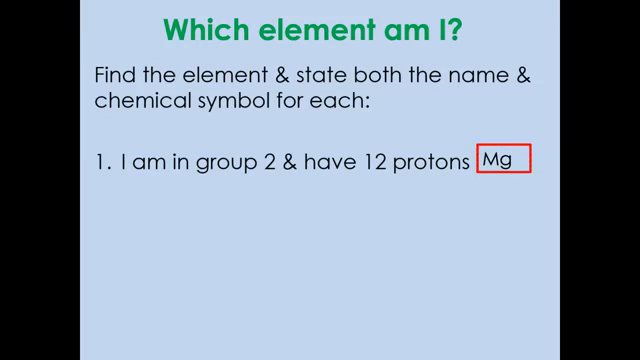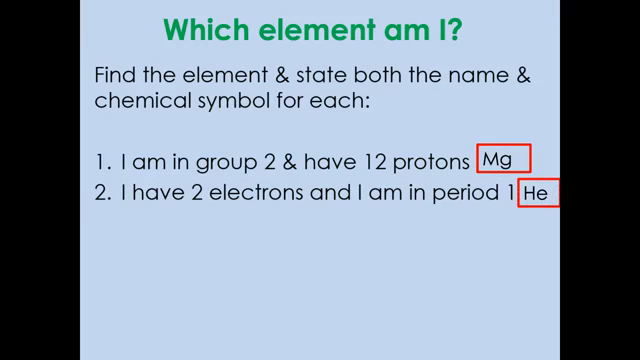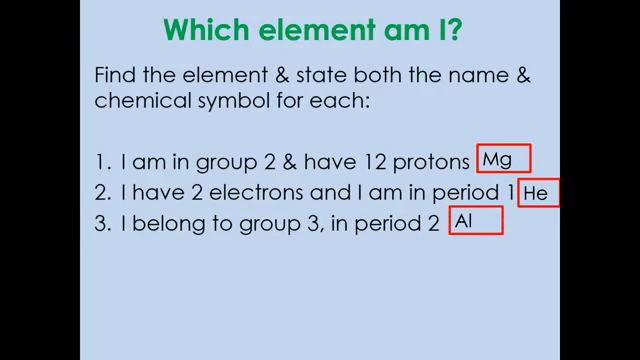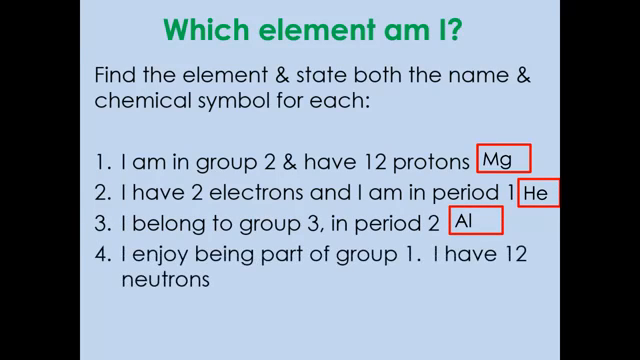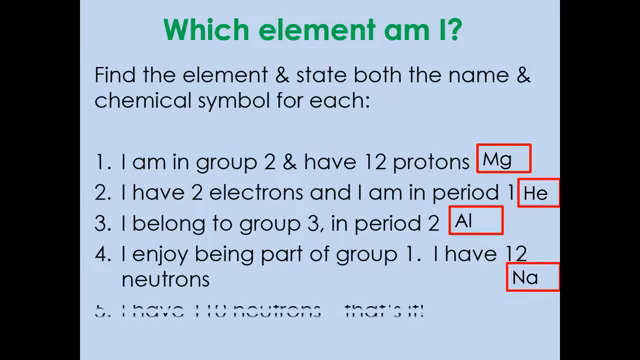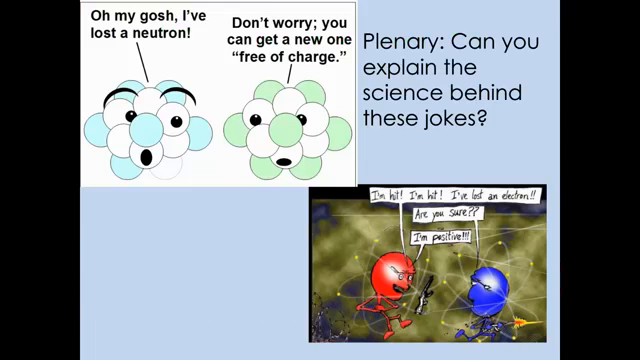So we should have found magnesium for the first one, helium for the second, aluminium for number 3, sodium for number 4, and tungsten for number 5. Okay, so last thing for you to do is just have a look at these 2 jokes and see if you can explain the science behind them now that you've done this video.